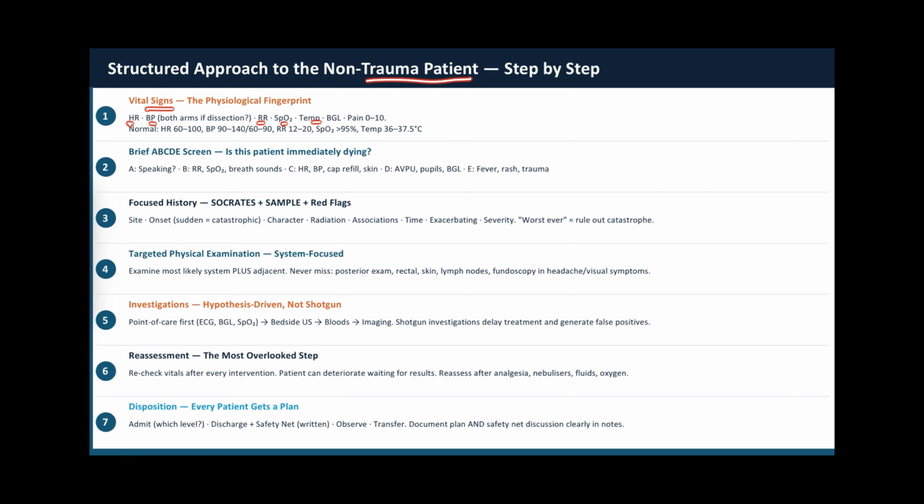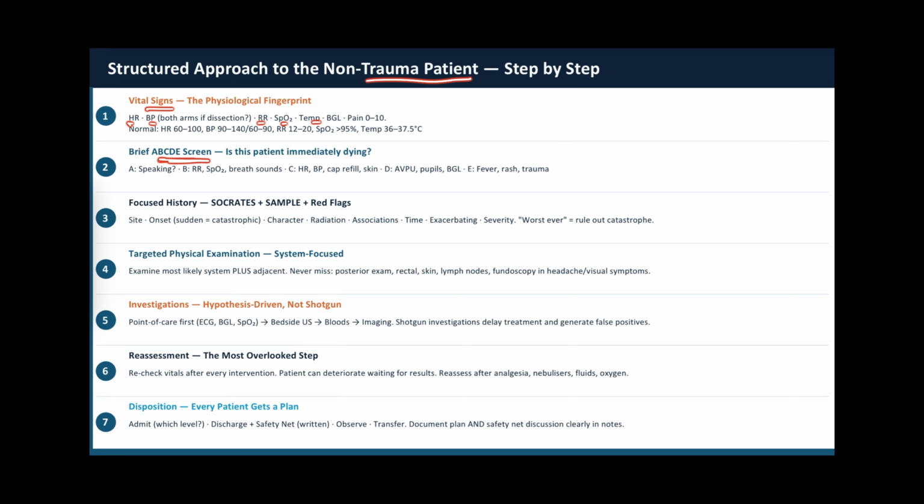Next, perform a rapid ABCDE screen even if the patient doesn't have any trauma. Go for the airway, breathing, circulation, disability, and exposure. And this must be assessed. ABCDE isn't only for trauma, it is a universal approach to any critically ill patient, be it in the emergency or in ICU, in OT, wherever the patient gets sick, you must always follow this ABCDE screening. What are you going to see in the airway?